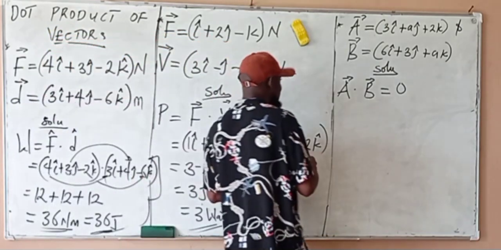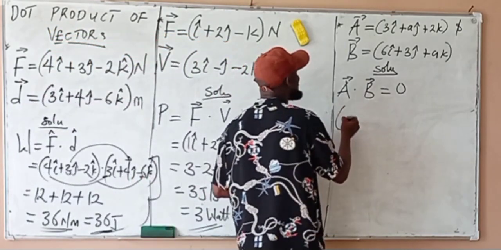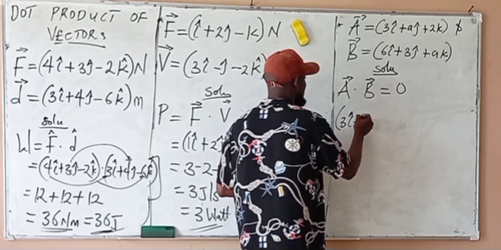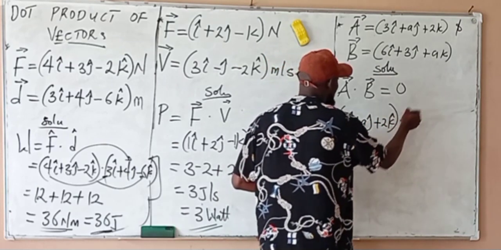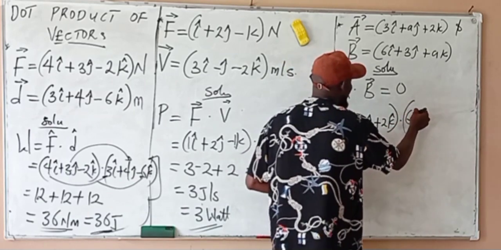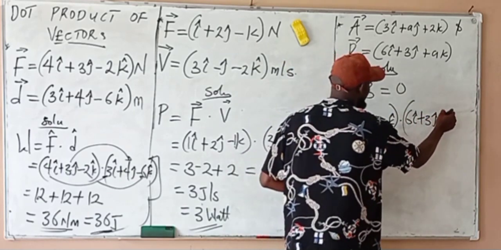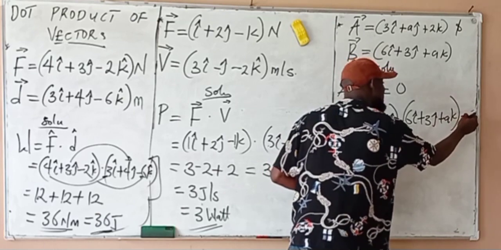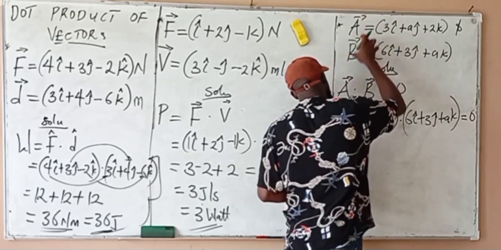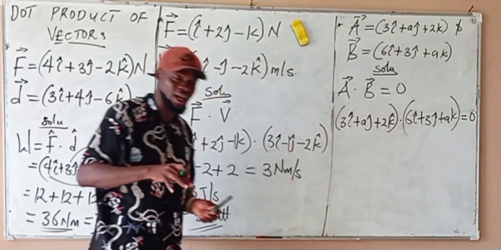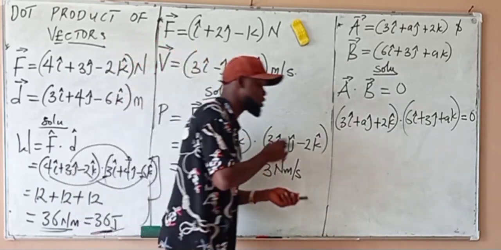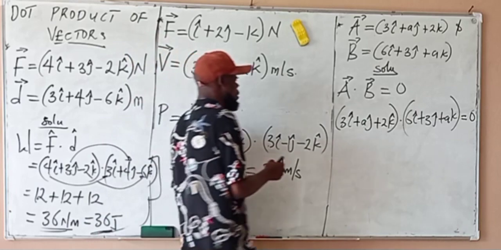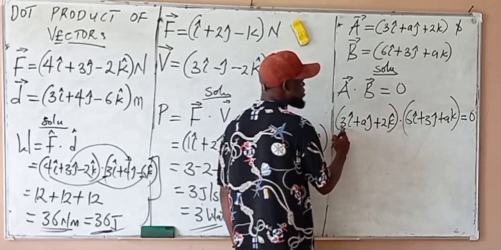So that means our A, which is 3i plus Aj plus 2k, dot B, which is 6i plus 3j plus Ak, must be equal to 0 for these two vectors to be perpendicular. That's the meaning. If you dot them, they will be equal to 0. So let's dot. Just multiply the coefficients.